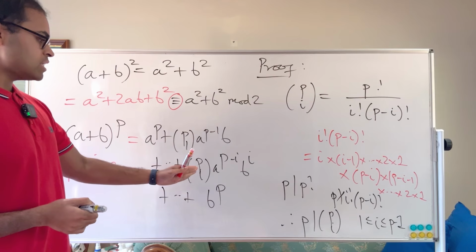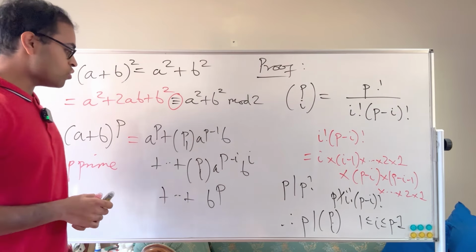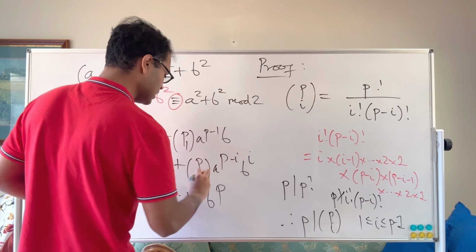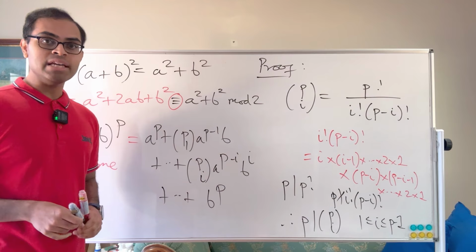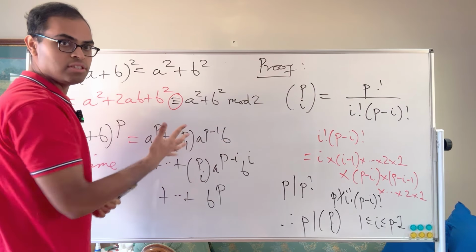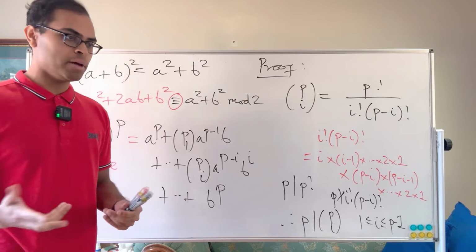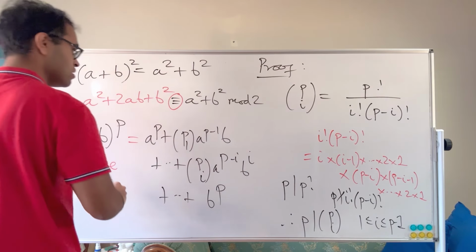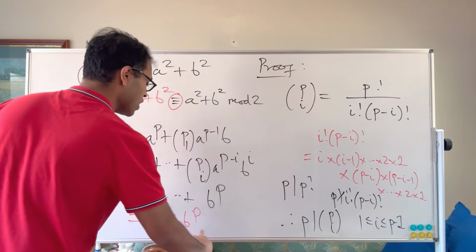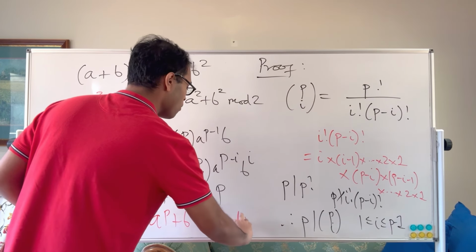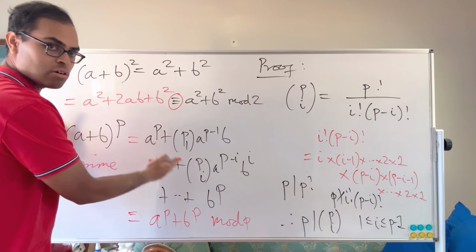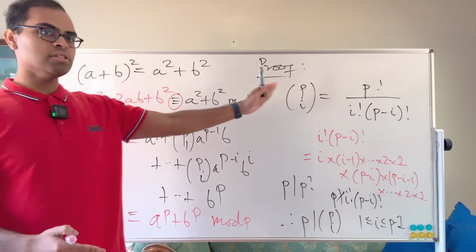If you look at this expression, you notice that each coefficient, p choose 1 all the way up to p choose i, all of these are divisible by p. So when you take remainders when you divide by p, all of those are equal to 0 modulo p. In other words, they're all divisible by p. So the remainder of this whole expression when you divide by p is the same as the remainder of just a to the p plus b to the p. So this equation is true modulo p. These two quantities have the same remainder when you divide by p.